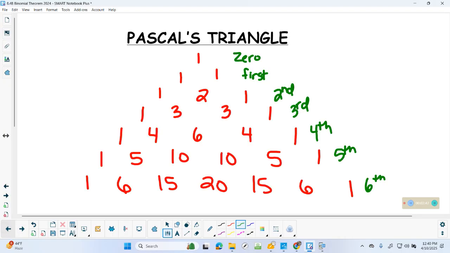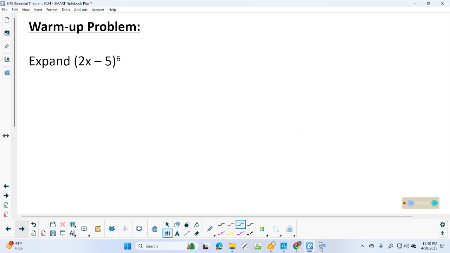So 6th power, so that's why I added this bottom row. So these are going to be the coefficients on the terms. So I'm just going to jot that 1, 6, 15, 20, etc. down so it's in front of me. 15, 20. Okay, you've got it there on your triangle. You don't have to rewrite it, but so they're in front of us.